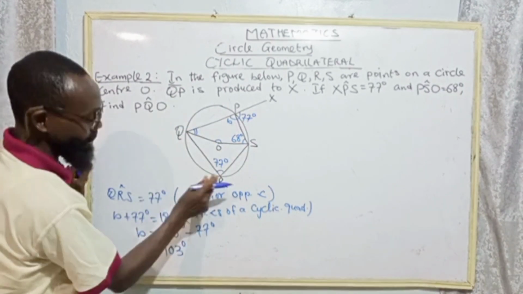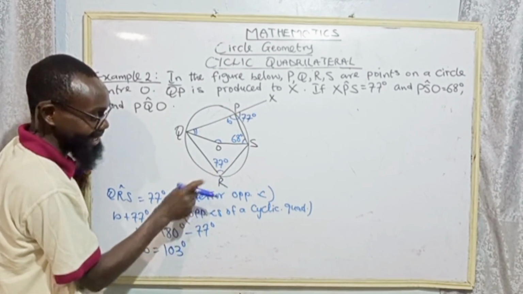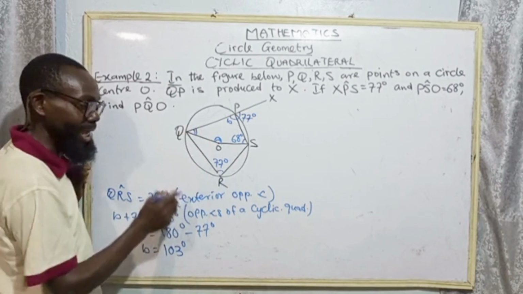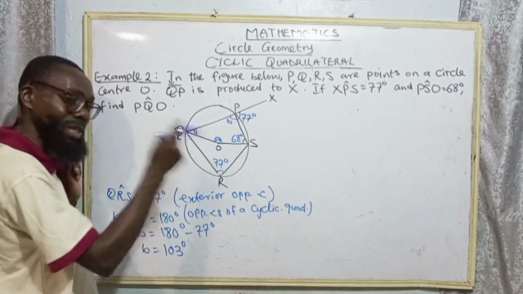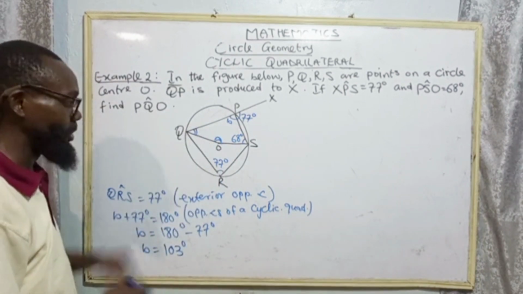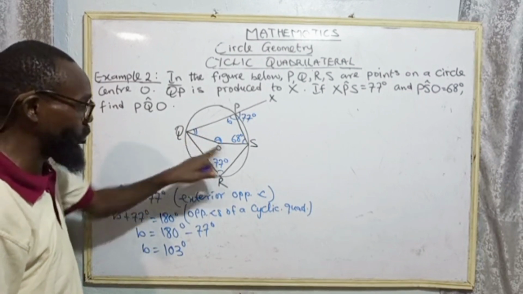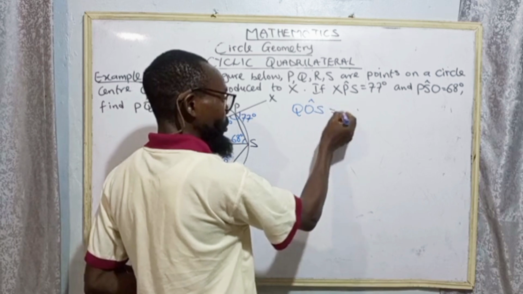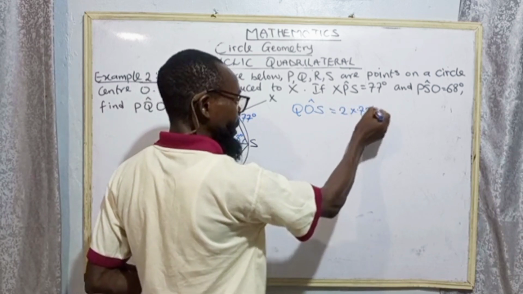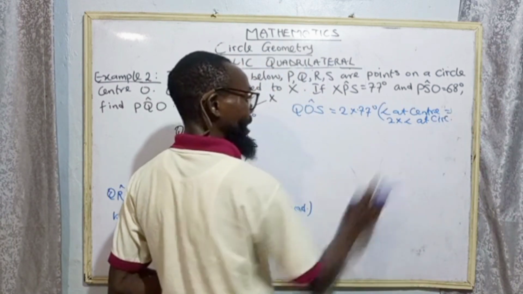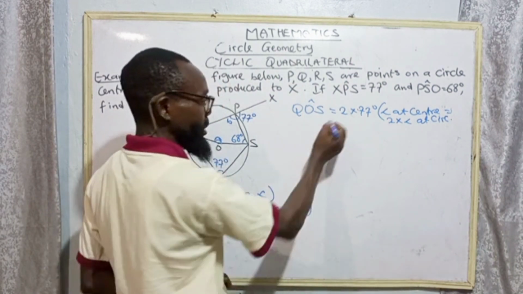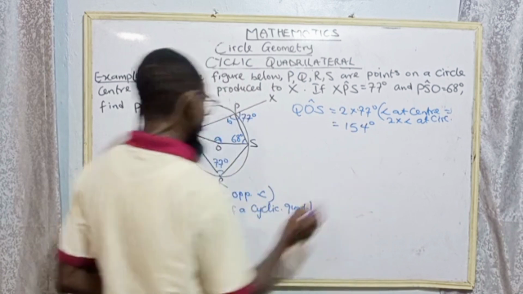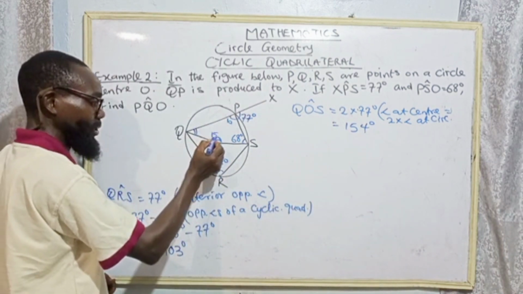Since I've gotten this place to be 77, the center of this circumference is this point. To get the angle at the center, it's going to be 2 multiplied by 77. So the angle here, QOS, will be 2 multiplied by 77 degrees. Reason: angle at the center is equal to 2 times angle at the circumference. So we have 154 degrees. The angle here now is 154 degrees.